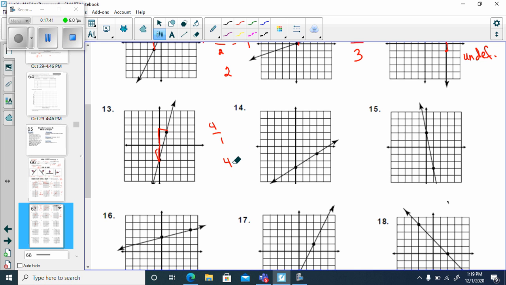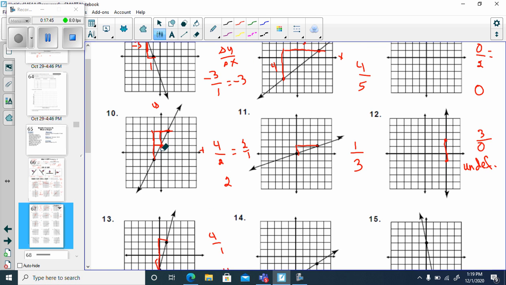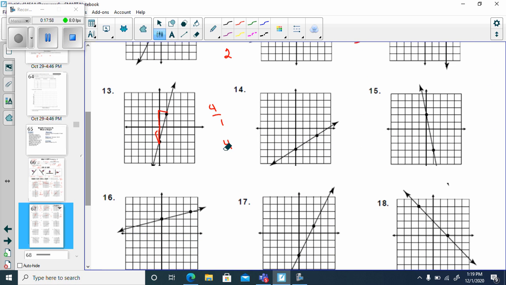See, this one's very steep. It's steeper than the one that was 2. Okay, it only went up 2 for over 1 each. It's steeper than 1/3 because you go up 1 and over 3, okay? The bigger the number, the more steep the slope.